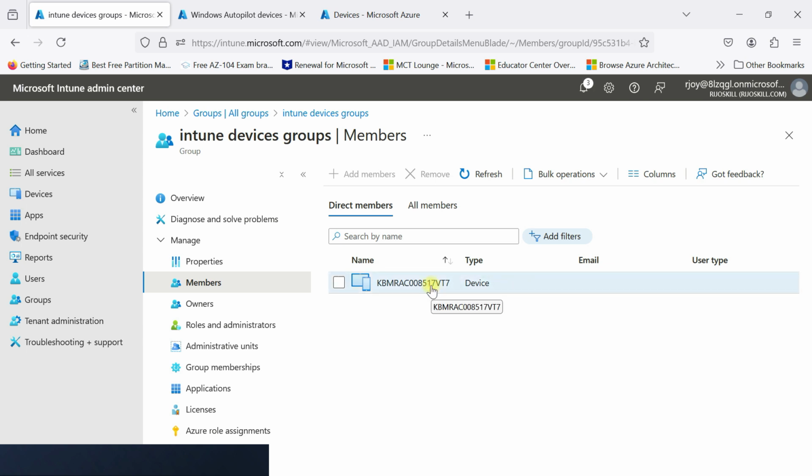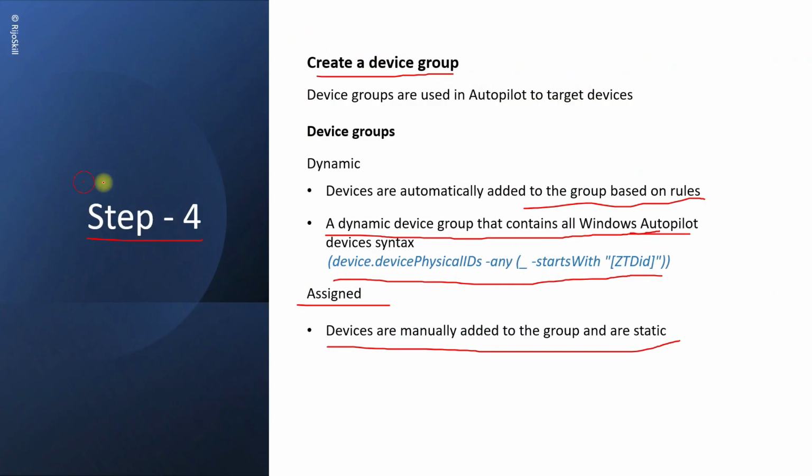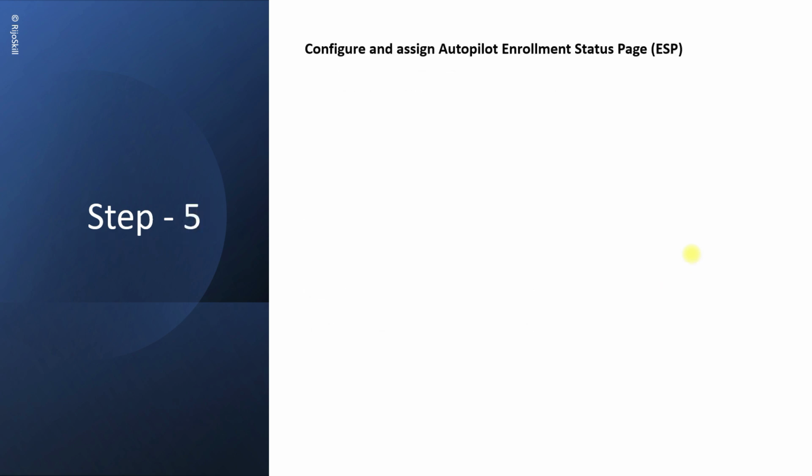Next we will go for another step, as we completed our step 4. We already created the device group, and we entered the dynamic query also. So now the device is added automatically in our device group. So we will go for step 5.